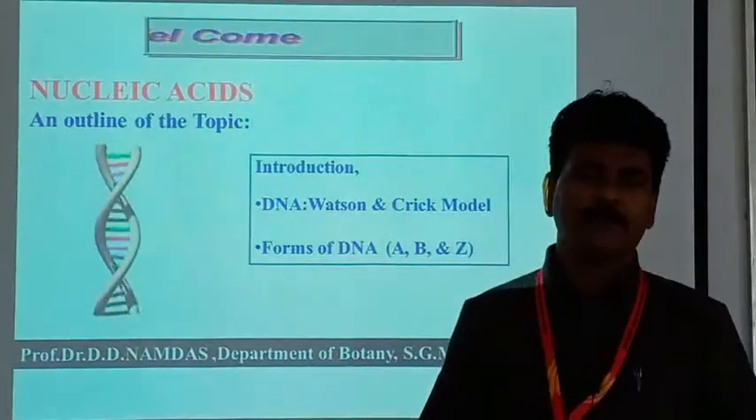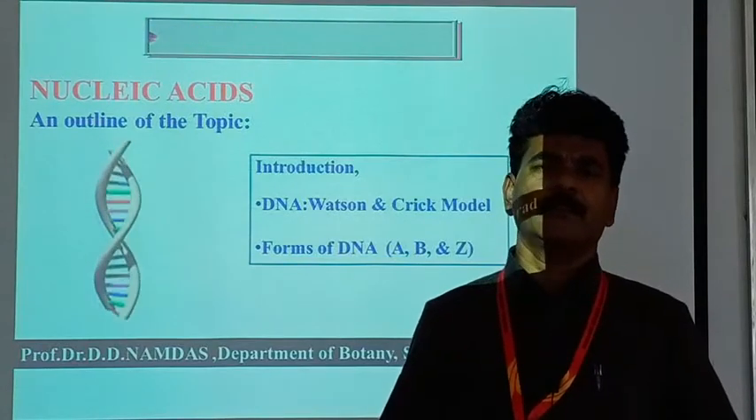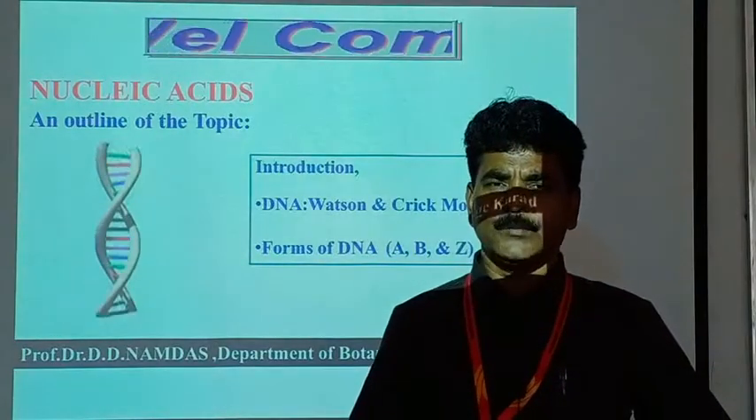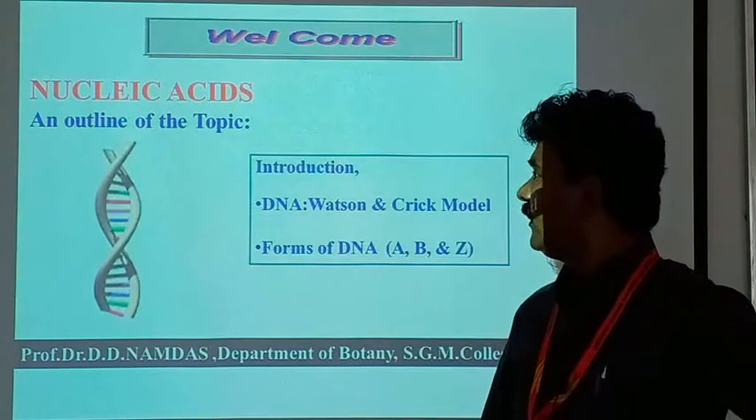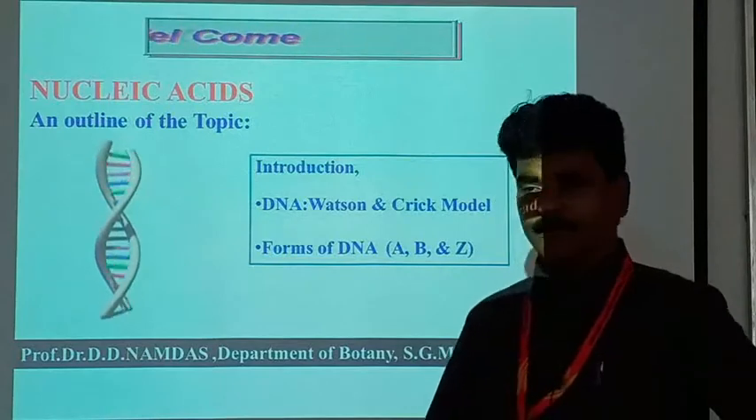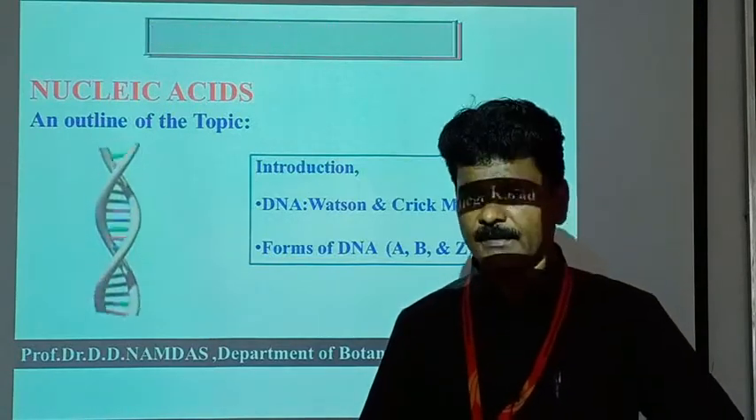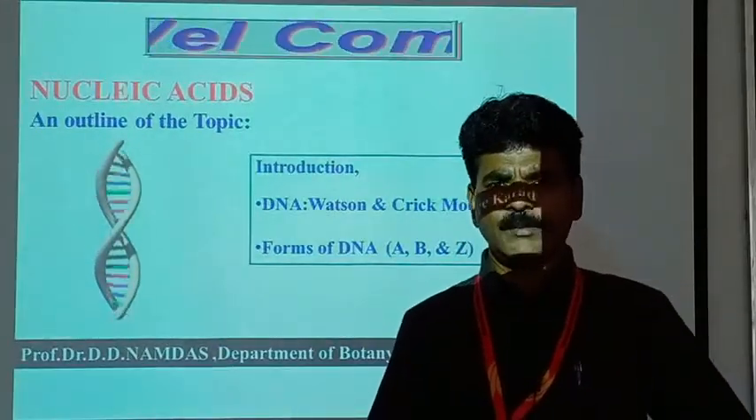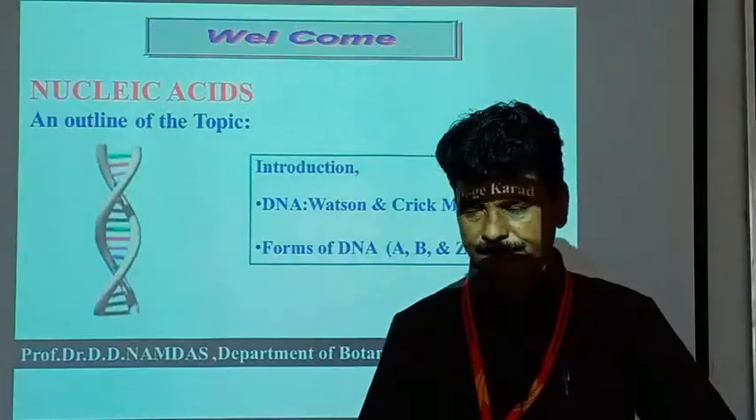Today we are talking about the nucleic acid, the Watson and Crick model of the DNA structure. In this topic, we have planned to study what the work of Watson and Crick on the DNA model is, what the characteristics of the DNA model proposed by Watson and Crick are, and the forms of the DNA. What are the different forms, other than Watson's, that different scientists have proposed?